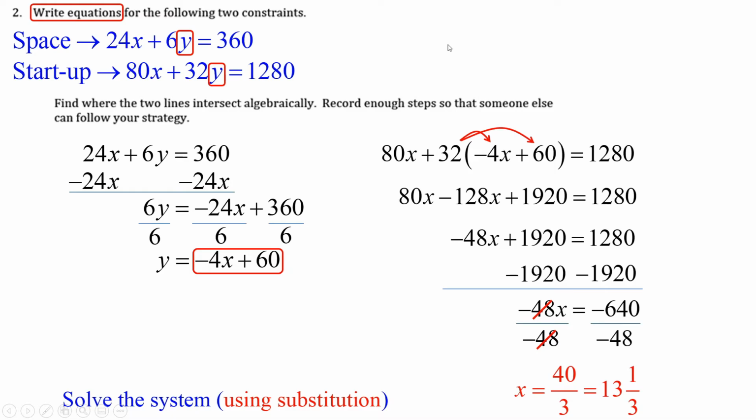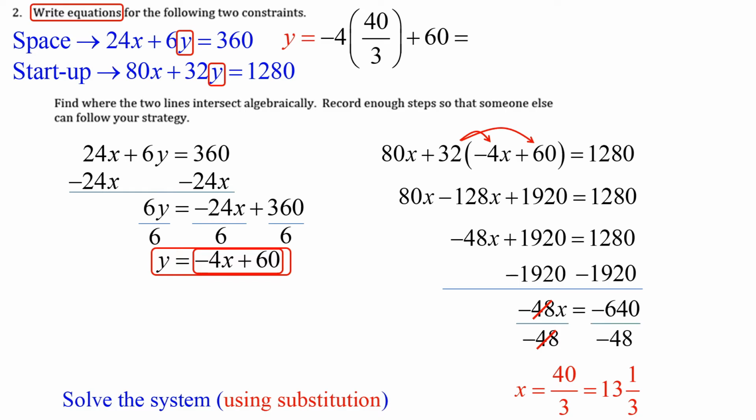Okay, now with this fraction, I've got to substitute that into my simplest equation I see. I think I'd put it right here for this x. Yeah, all right. So let's go y equals negative 4 times 40 over 3 plus 60. All right, and I'm just going to put that into my calculator just the way I see it.